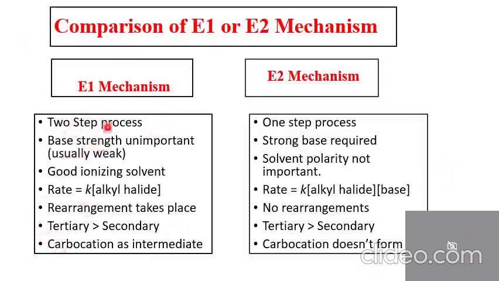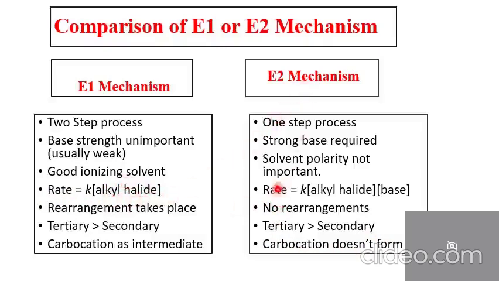Now, here in E1 mechanism, carbocation is an intermediate, while in E2 mechanism, carbocation doesn't form, nor any transition state. Kinetic study shows that the rate of E1 mechanism is directly proportional to only the concentration of the substrate. Therefore, hence it is a unimolecular reaction, a first order reaction.